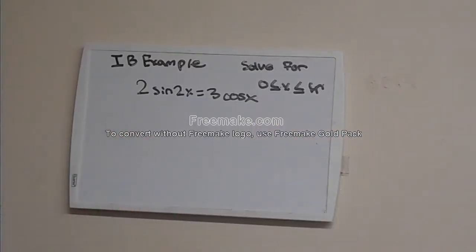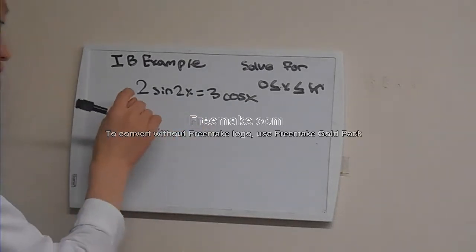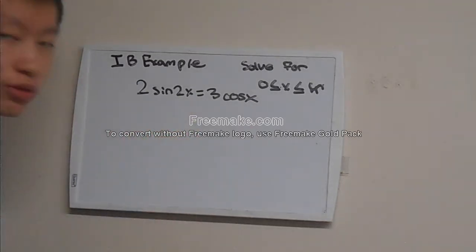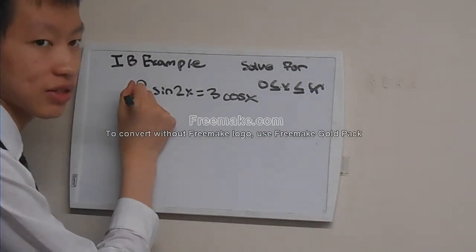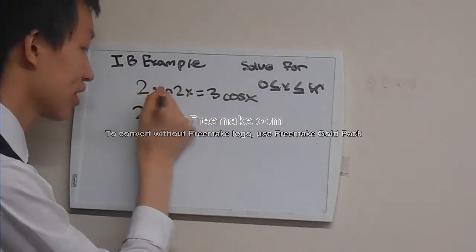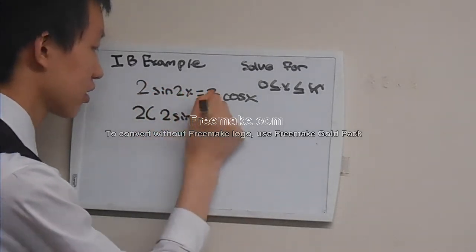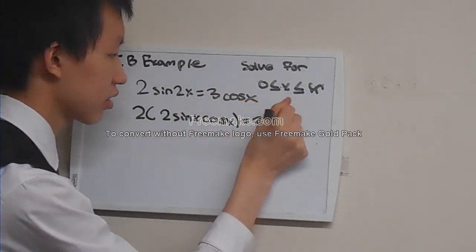This is our IB example. Just by looking at this equation, we can tell that there's already a double angle formula in it, sine 2x, which in your trusty handy formula booklet is 2 sine of x cosine of x, which we can replace the sine 2x with in the equation. So we have 2 sine of x cosine of x, which is equal to 3 cosine of x.